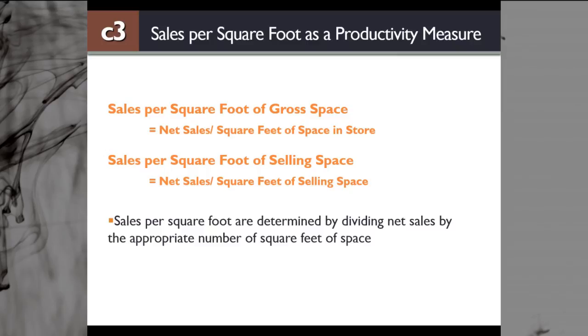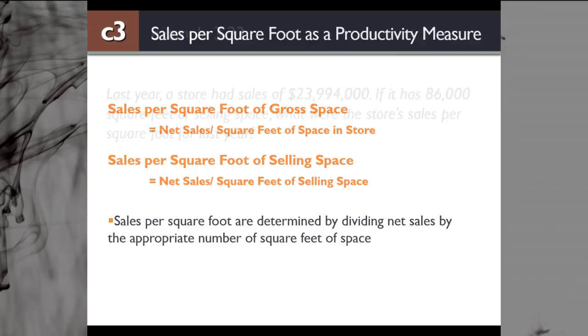The formula for sales per square foot of gross space: of course, you have to know the net sales to calculate this productivity. That will be net sales divided by square feet of space in the store, including all the space. And sales per square foot of selling space is net sales divided by square feet of selling space, where you really actively sell the product. You can calculate space productivity depending on these two concepts.